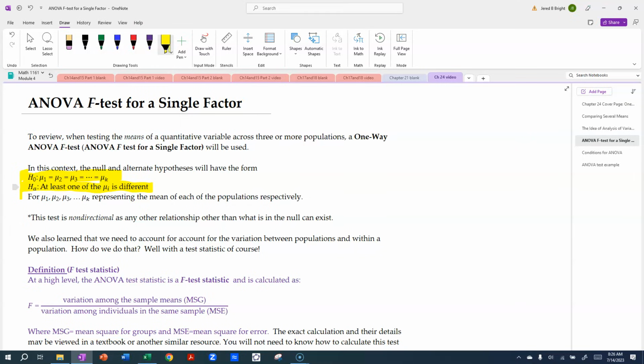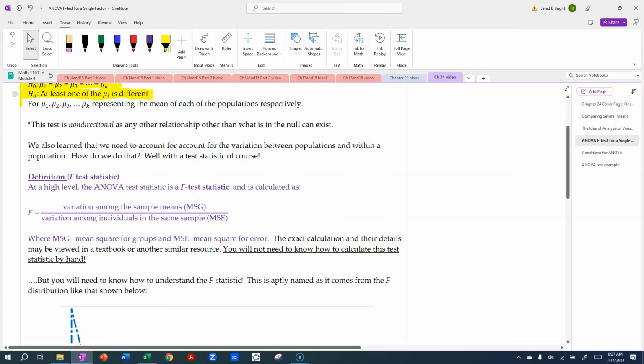When we do this test, just be aware that because we're looking for difference, it is not implying a direction. It's not saying one mean is bigger than the other. That would have to be done in a follow-up analysis. We also know that when we are doing this test, we're trying to account for the variation within a group, within a population, and between populations.